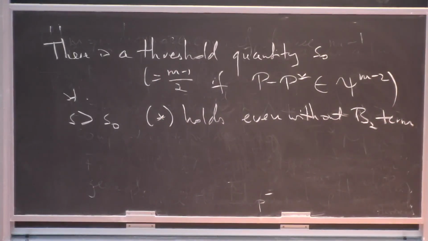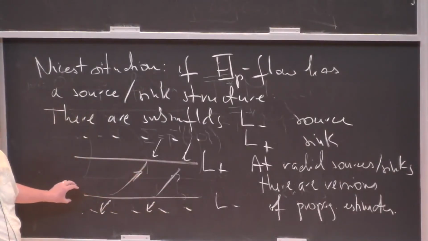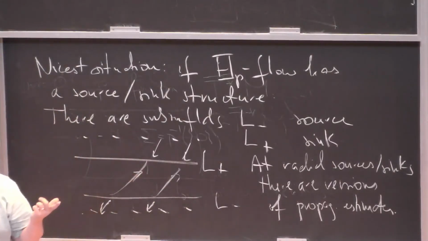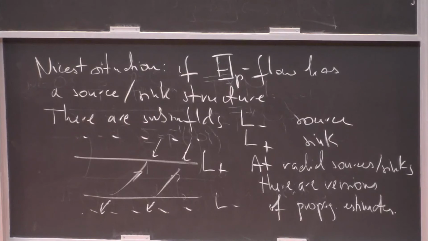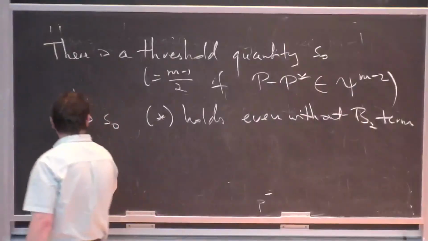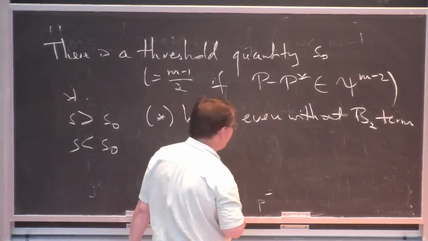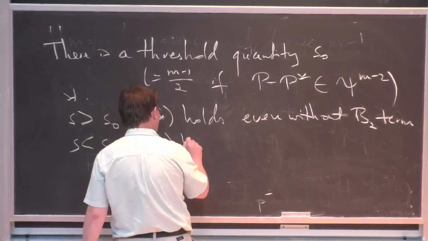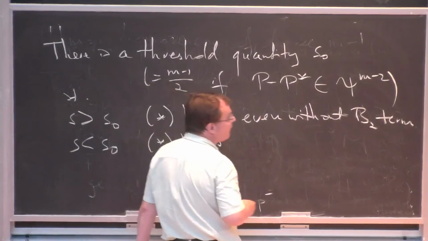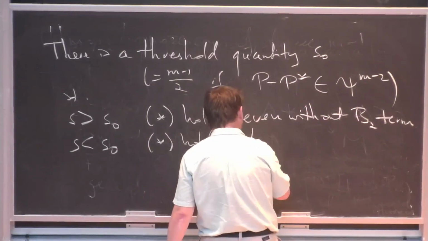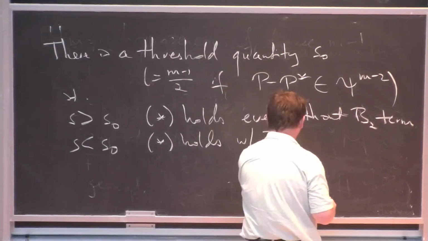So say near L minus, so you have a neighborhood of L minus. You will have an estimate in which you don't need this B2 term. So you just get an estimate for BU in terms of B1U and PU, which is how elliptic theory worked, except there's a loss of 1 order here. Okay? And if S is less than S0, then star holds, but now with B2, the low regularity.